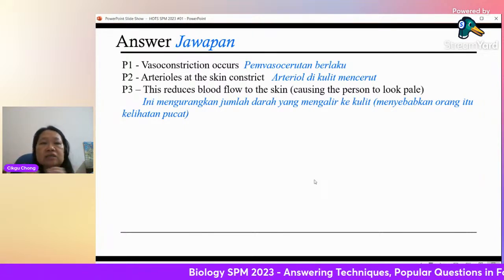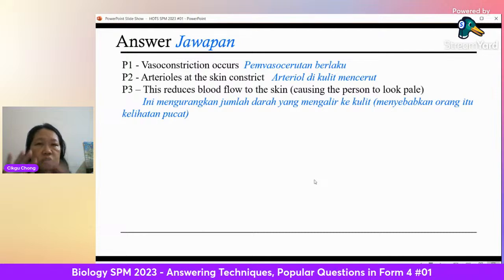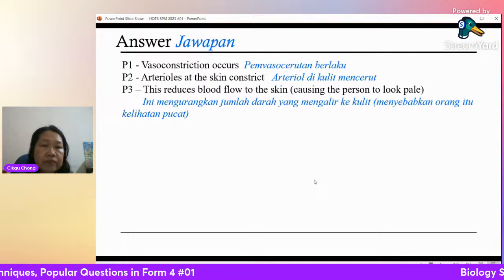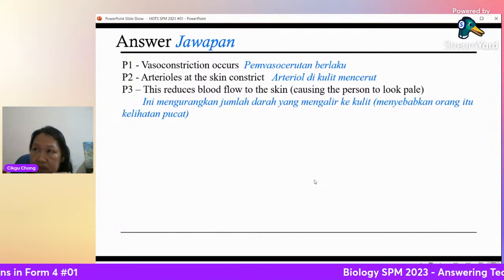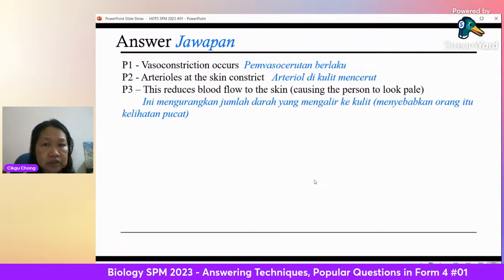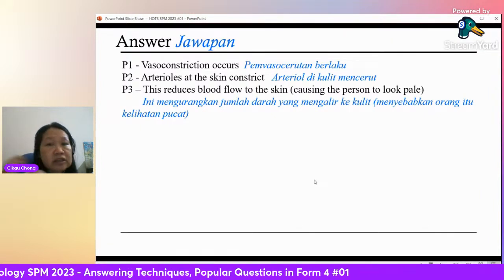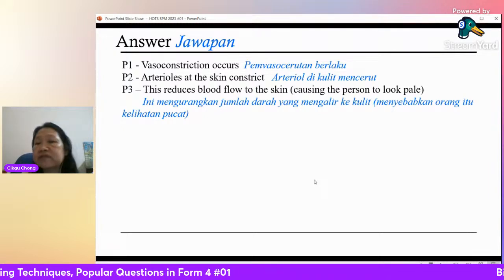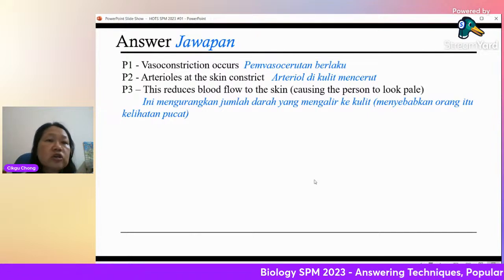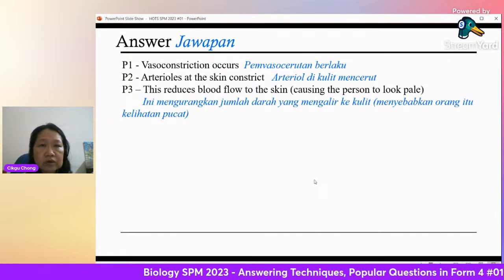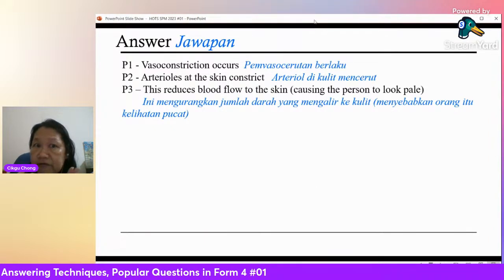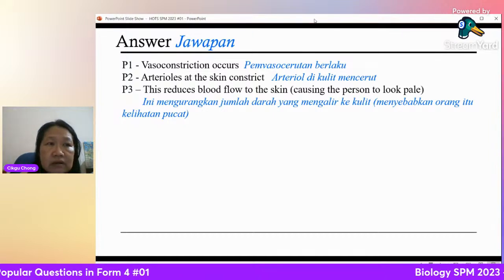Why did I put it in brackets? Because this was given in the question. When you write this, you don't expect to be given marks because it is already given in the question. Also, one more answering technique: never repeat what is given in the question and expect to be given marks. Looking pale is already in the question. If you want to say something different, do not copy exactly what is given in the question, because it is not your fact. It's not information from you. Copying is not going to give you anything. So that's why this is not needed. This reduces blood flow to the skin. Therefore, it makes the person look pale because there is less blood on the surface of the skin.